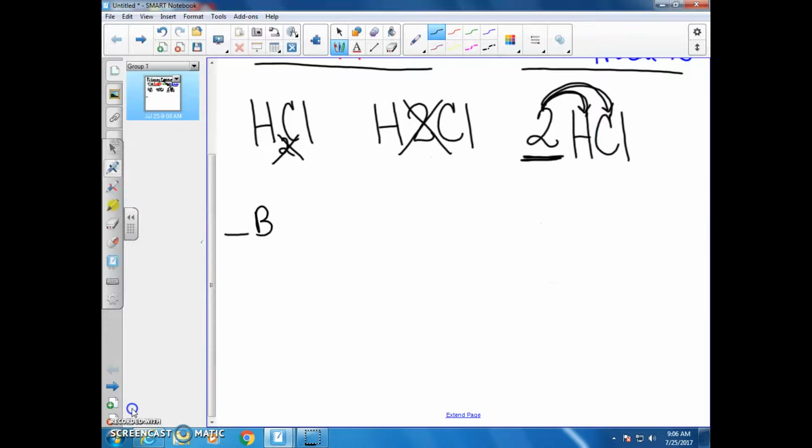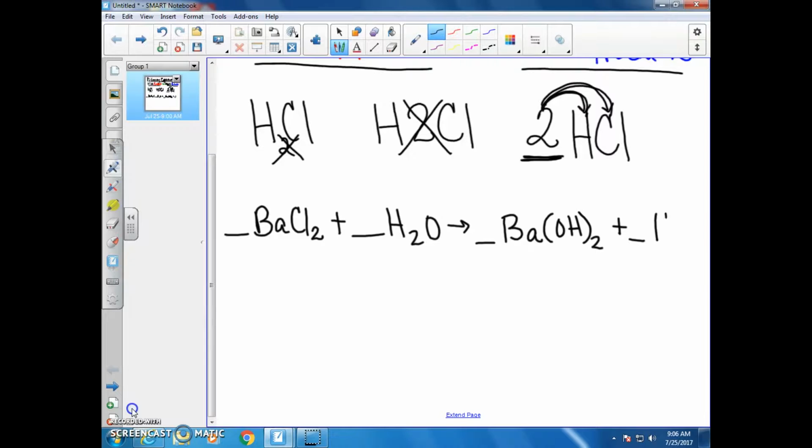We're going to take BaCl2 and add it to H2O. That's going to give us Ba(OH)2 and HCl. Now, keep in mind, this side is the reactant, this side is the product. We want them to equal.